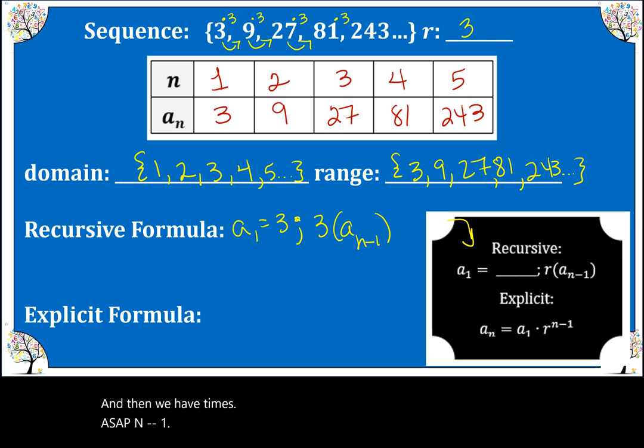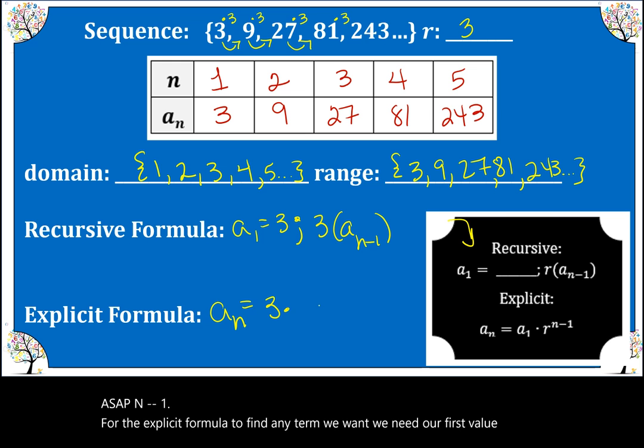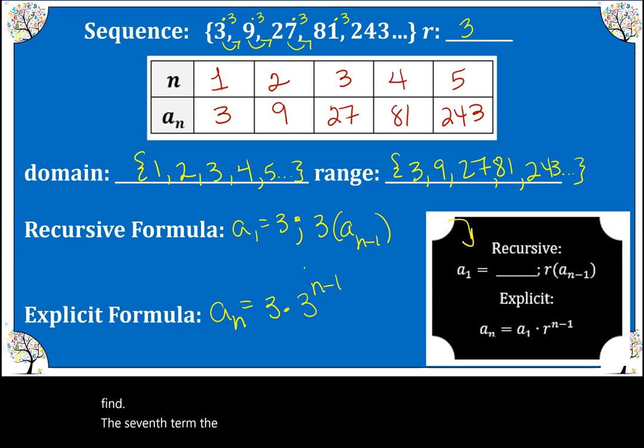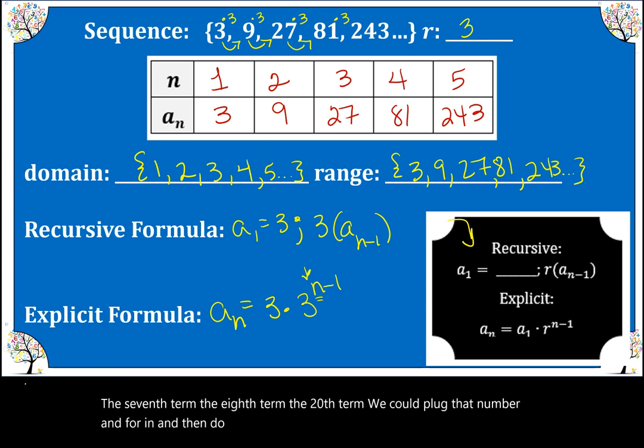For the explicit formula, to find any term we want, we need our first value, 3, times the common ratio, 3, raised to the n minus 1. And again, if we wanted to find the 7th term, the 8th term, the 20th term, we could plug that number in for n and then do order of operations.